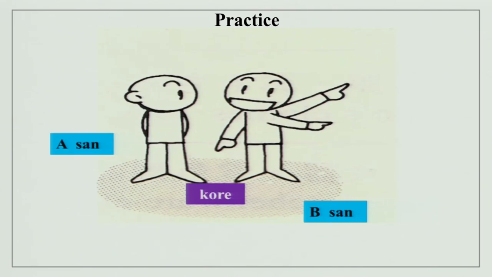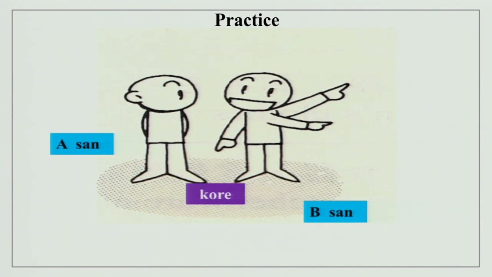Now, in our last lesson we had done kore, sore and are. If you remember, kore is for this, sore is for that and are is for that over there. Now, let us see, there are these two gentlemen here, A-san and B-san, both standing very close by. So, this object here is kore for both of them, and B-san is also pointing at something far away, which is far away from both of them. So, again that could be are, as it is far away from the listener and the speaker both.